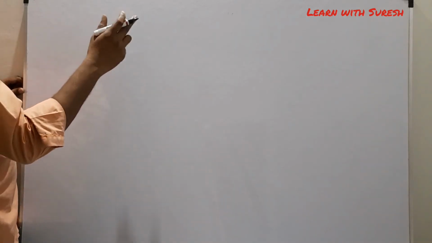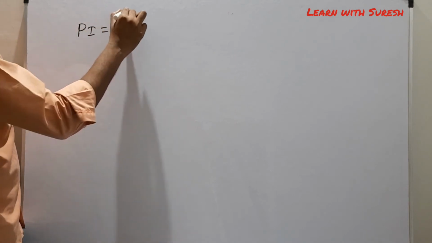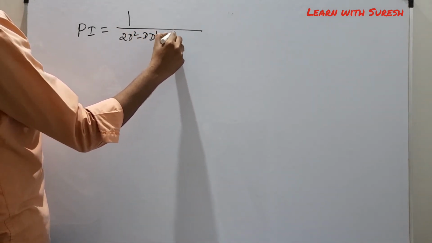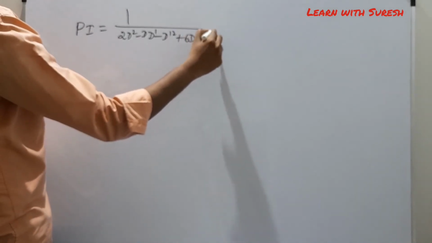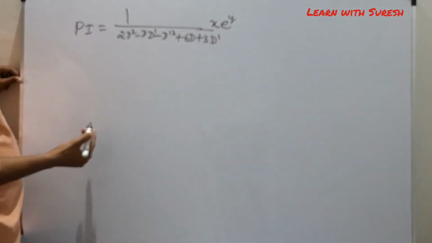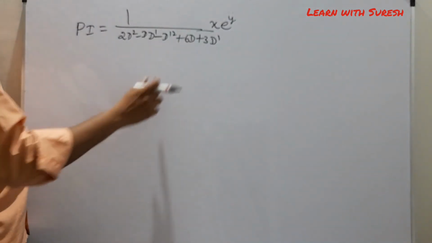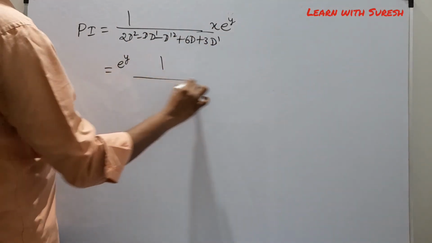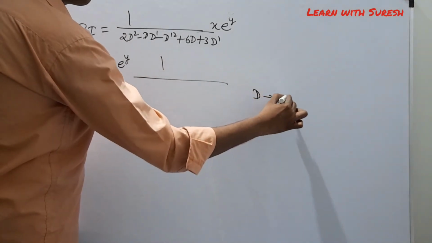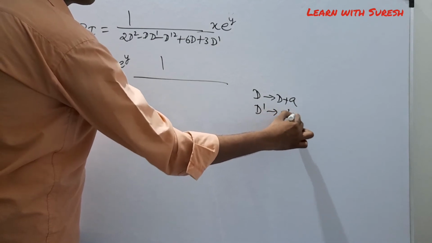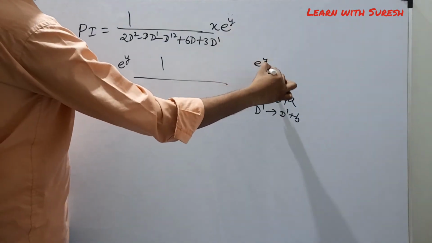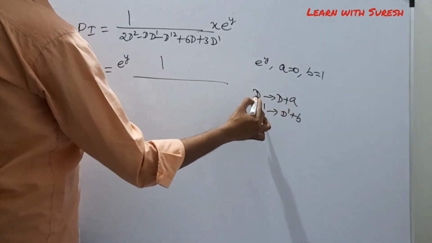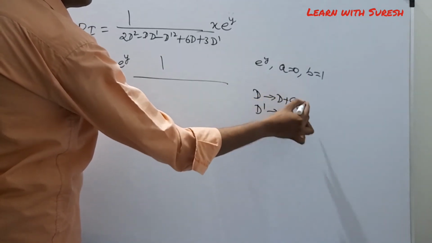The right hand side of the given equation has the function x e power y. We have to find the particular integral. Now particular integral is 1 divided by 2d square minus d dash minus d dash square plus 6d plus 3d dash, into x e power y. Here the term x e power y is the combination of the polynomial and the exponential. The procedure is just bring this e power y to the front side and replace d by d plus a and d dash by d dash plus b. Here we have the term e power y. In e power y, the coefficient of x, that is a, equal to 0, the coefficient of y, b, equal to 1. So now d is replaced by d plus a. Since a is 0, no need to change d.